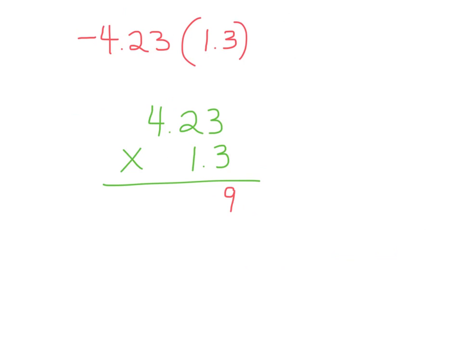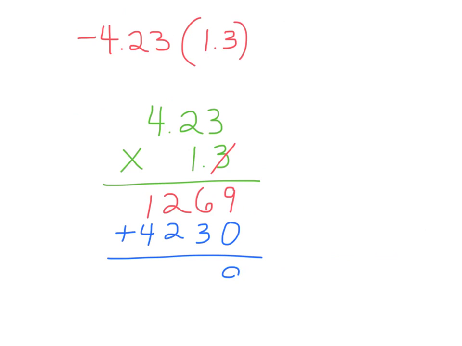3 times 3 is 9. 3 times 2 is 6. 3 times 4 is 12. Okay, I used the 3. Some people like to cross that off and then put a 0 in the next row. Now we do 1 times 3, 1 times 2, and 1 times 4. Okay, so 1 times 3 is 3, 1 times 2 is 2, 1 times 4 is 4. Now you just get to add it up. 9, 9, 4, and 5.